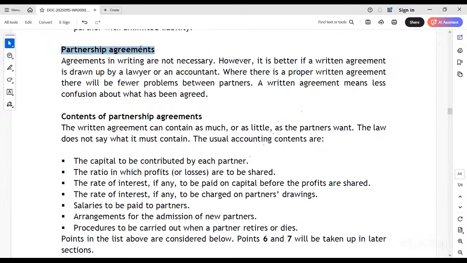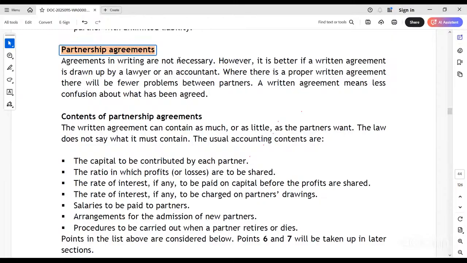Let us look at partnership agreements, because we are coming up together as a team, so there has to be an agreement which we are going to follow. That is the partnership agreement. Sometimes you have to hire a lawyer who is going to guide you on how to formulate an agreement. So let us see what a partnership agreement is and what the contents of this partnership agreement are.